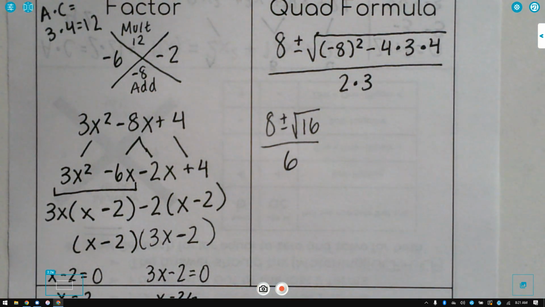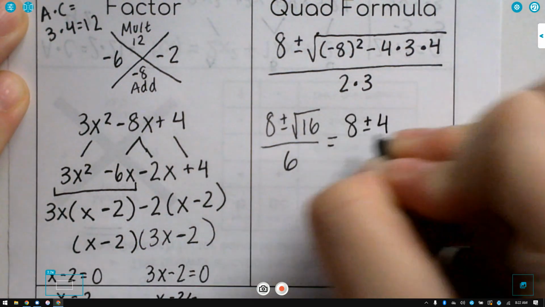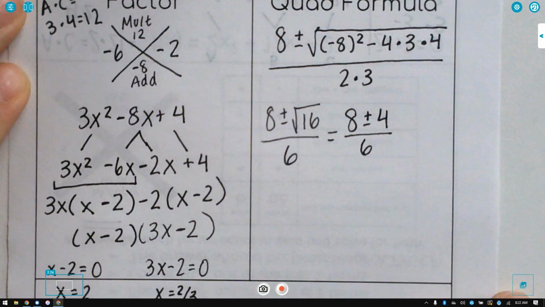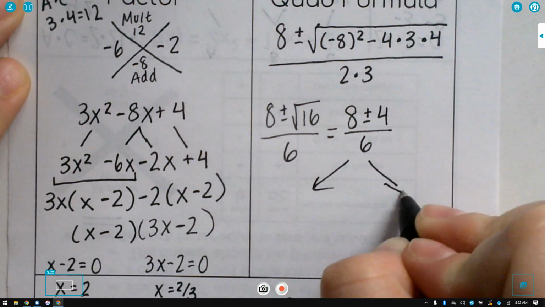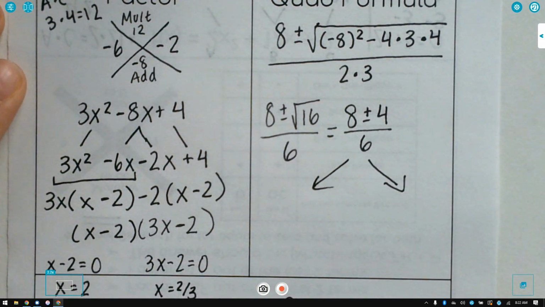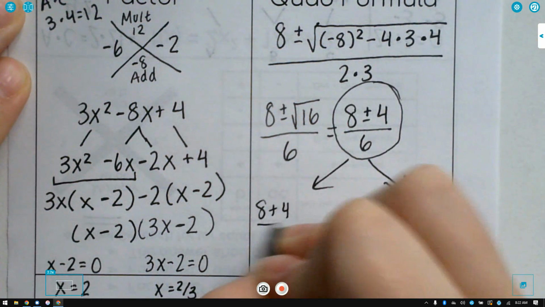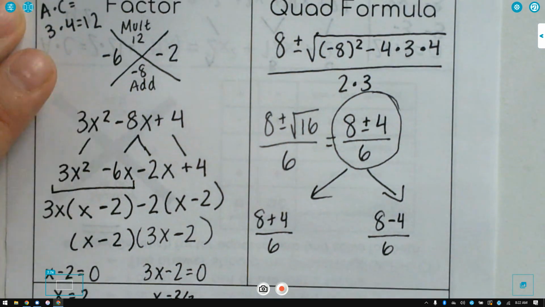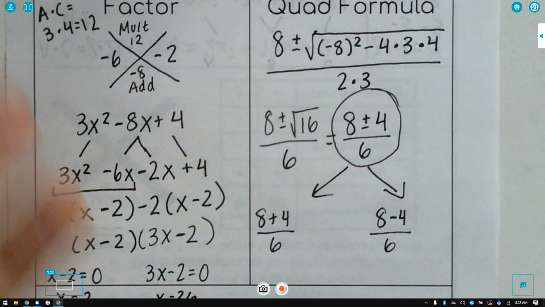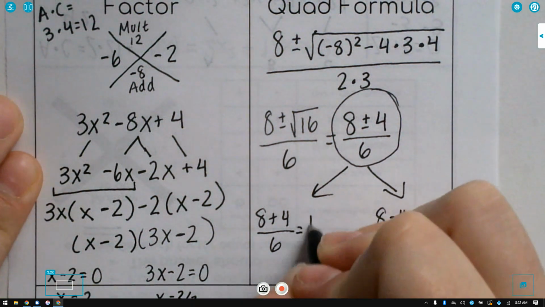And then I can do the square root of 16. The square root of 16 is 4. So I get 8 plus or minus 4 over 6. And then I would need to split and work on finding 2 answers. So I split this fraction. It's going to be 8 plus 4 over 6 and 8 minus 4 over 6. Eight plus 4 is 12.